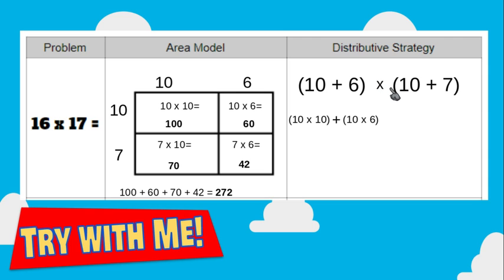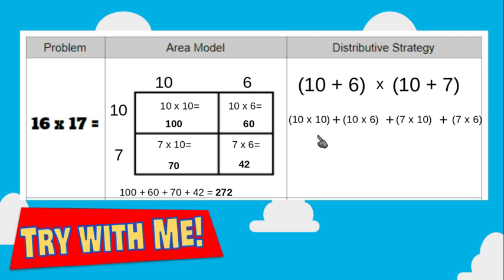Okay. Now I'm going to distribute. I've already distributed this one to both of them, and now I've got to distribute this one evenly. So I'm going to take this 7 and multiply it times 10. Here's my 7 times 10 plus, I've got to take this 7 times 6. There you go. I've got 4 numbers, 1, 2, 3, 4, and 4 sets. Good. They're all evenly distributed.